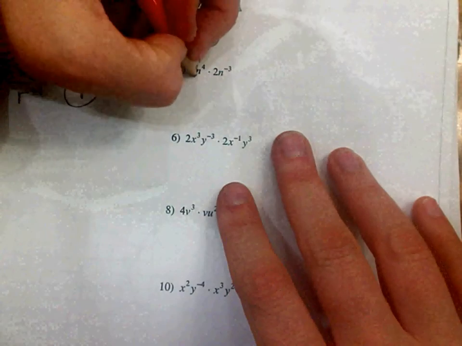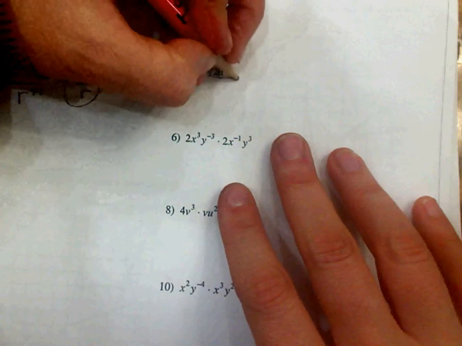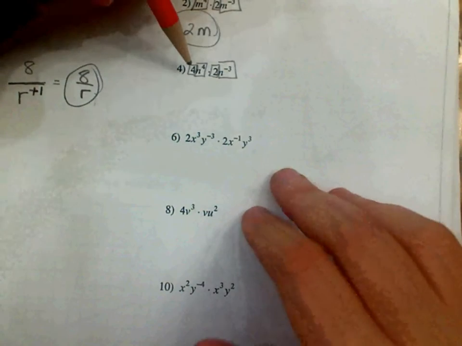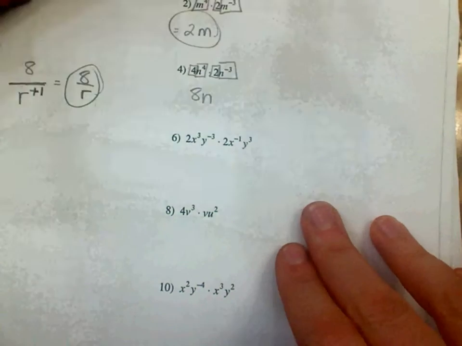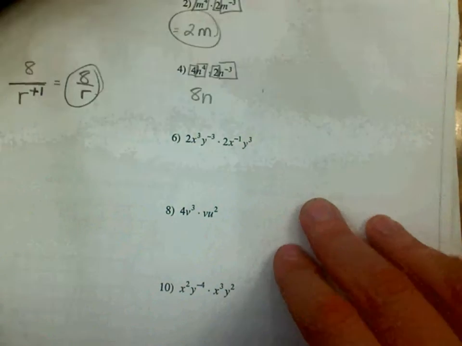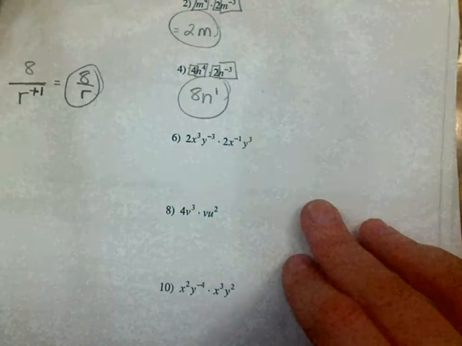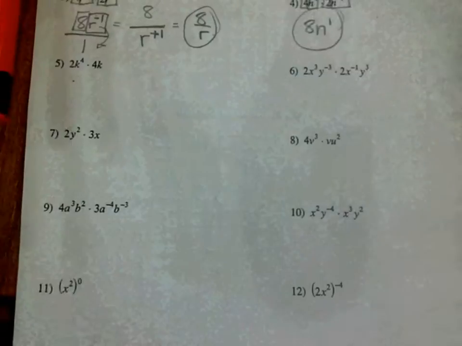Windows on the 4, and the n, and the 2, and the n. Go ahead and multiply the digits. 4 times 2, that's 8. And then add the exponents. 4 plus negative 3 is 1, so it's 8n. Okay, number 5.